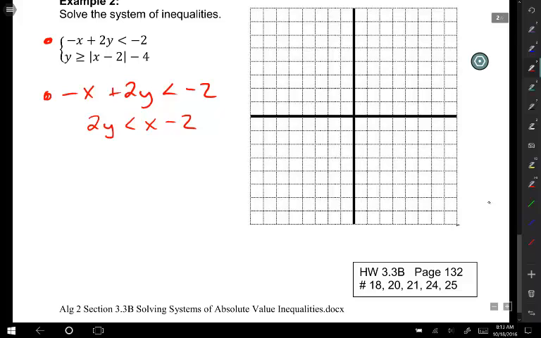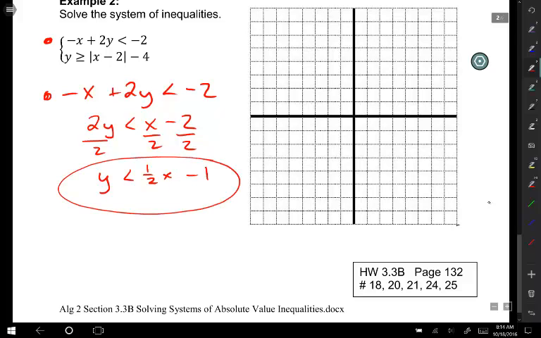And then Mas or Anna, what's the last step? Divide by 2. So divide by 2, divide by 2. So y is less than 1/2 x minus 1. There we go. Where do I start? On the x-axis or the y-axis? Because it's called the y-intercept. So Stephen, I start at minus 1. And my slope is 1/2.